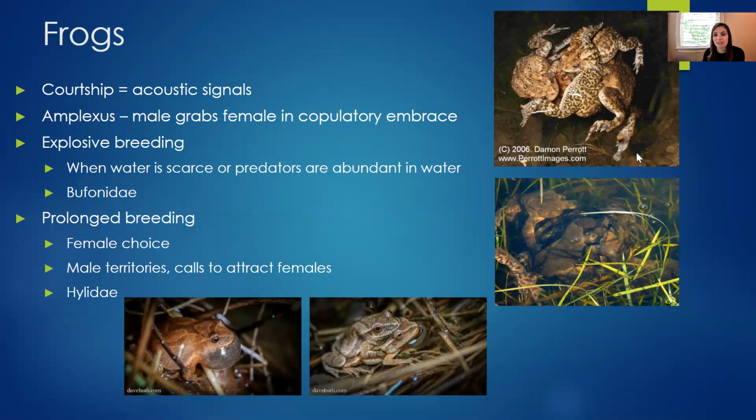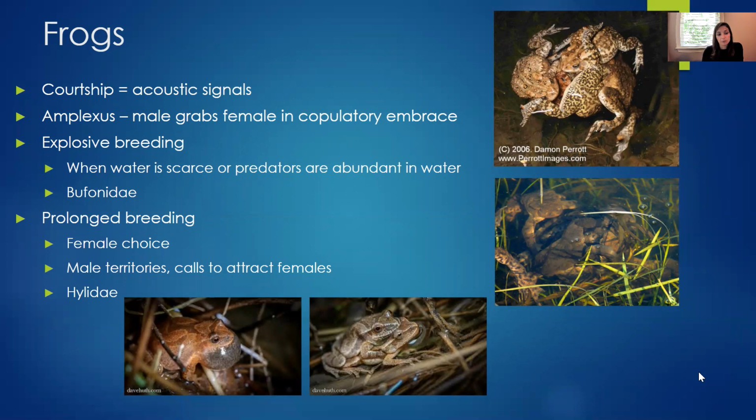In Bufonidae, we see those where multiple males will link up with one female, and as she deposits eggs, they'll all deposit sperm. So in one kind of egg strand, Bufonidae lay eggs in double strands. So you've got this double strand of eggs, and different eggs that are right next to each other might be fertilized by different males because of this breeding ball.